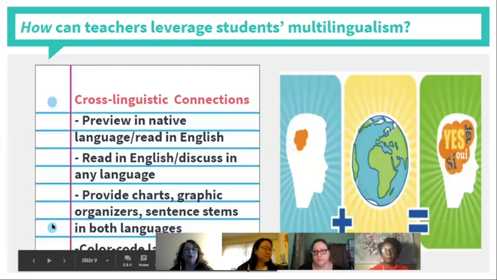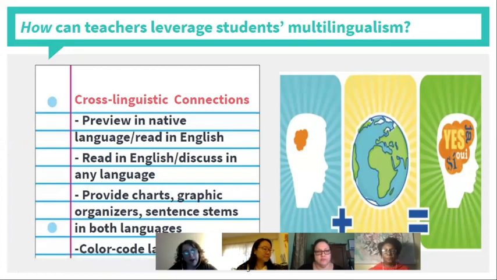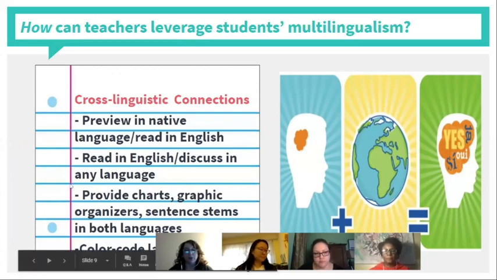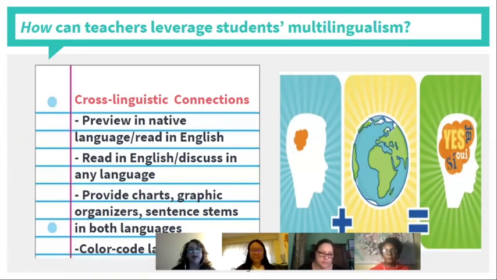So how can you help students leverage their multilingualism? In the Padlet, like I said, there's a lot of the research that I did for this topic, and these were some of the suggestions: that you can preview a text in the native language and then read the text in English. And I do that a lot. I have a beginner group that they're all Spanish speakers. And so we'll look at the text first and have a brief discussion in Spanish about what we're going to read, build that background knowledge, but then we read the text in English.